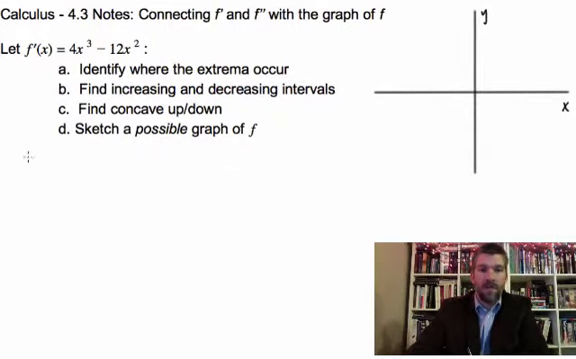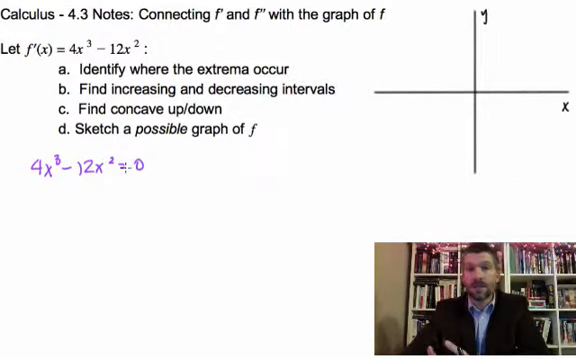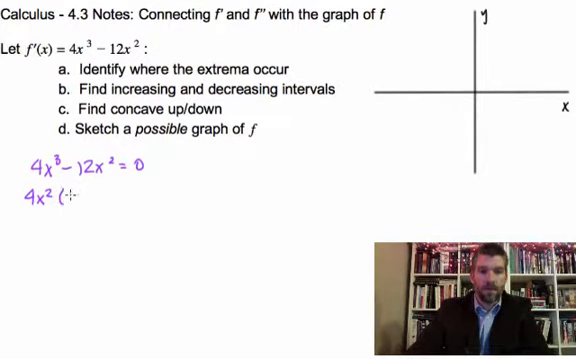Well, if I know that 4x cubed minus 12x squared is my derivative, I can start off by just setting that guy equal to 0. So 4x cubed minus 12x squared equals 0. This will tell me where my function increases and decreases. And to do that, I'm just going to factor out a 4x squared from everything here and set each piece equal to 0. And I'm going to have x equals 0 and x equals 3.